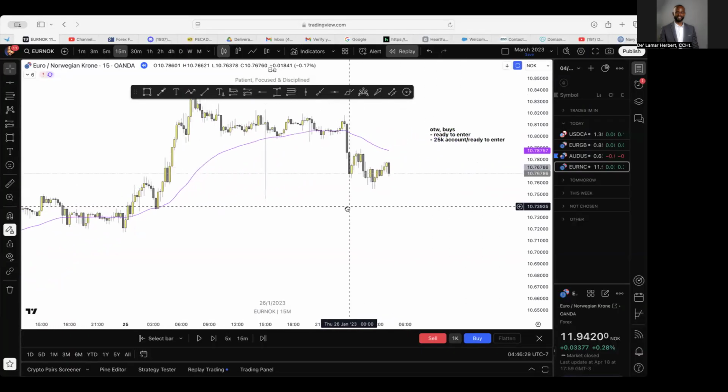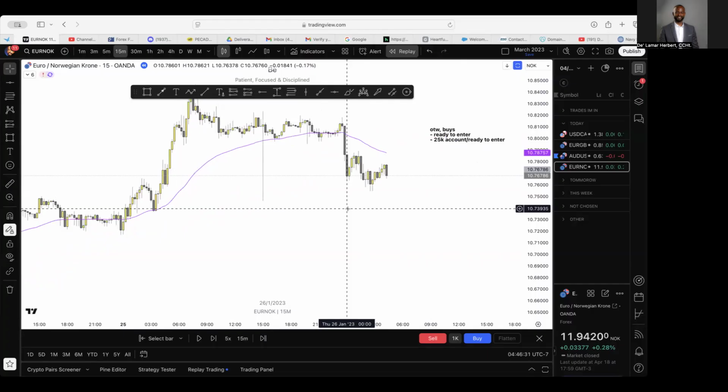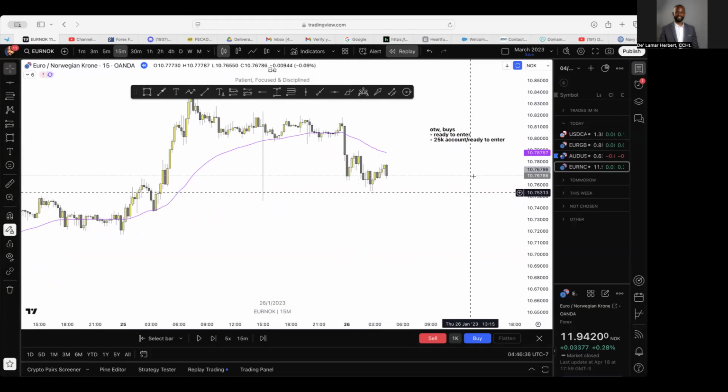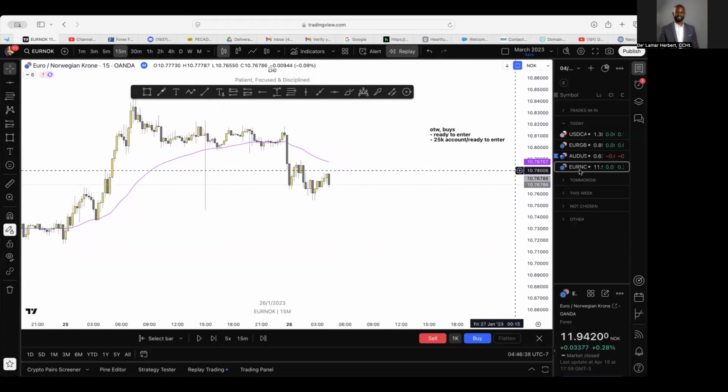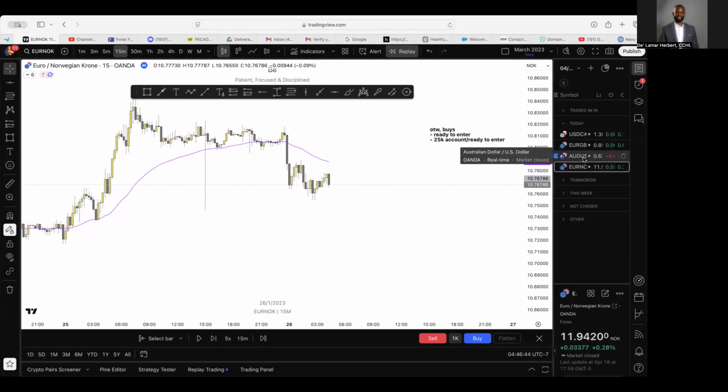Okay, so this is my setup for April 20th. This is Sunday, 2025, and just a little ahead here of the markets. But I'm going to start off with my pairs that I believe are ready to take. So I have four here. I believe are ready to take: USD CAD, Euro GBP, AUD USD, and Euro NOK.